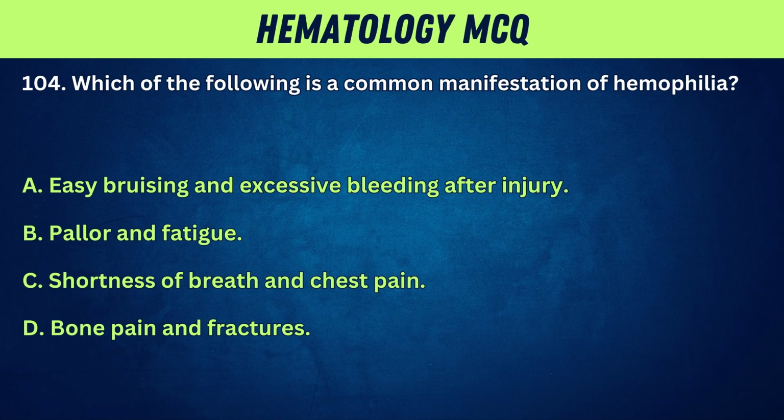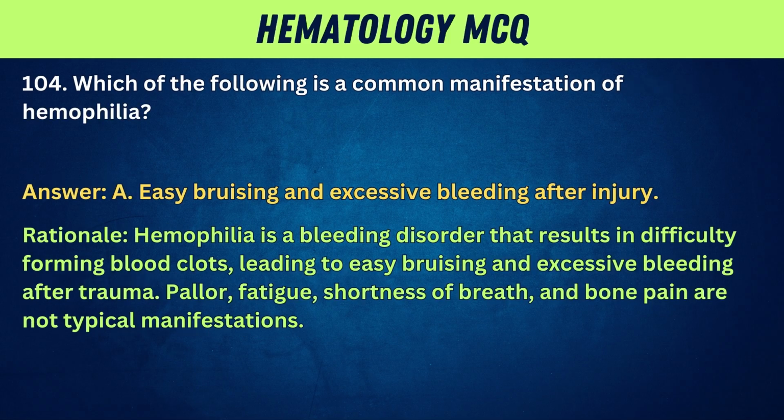104. Which of the following is a common manifestation of hemophilia? A. Easy bruising and excessive bleeding after injury. B. Pallor and fatigue. C. Shortness of breath and chest pain. D. Bone pain and fractures. Answer: A. Easy bruising and excessive bleeding after injury.